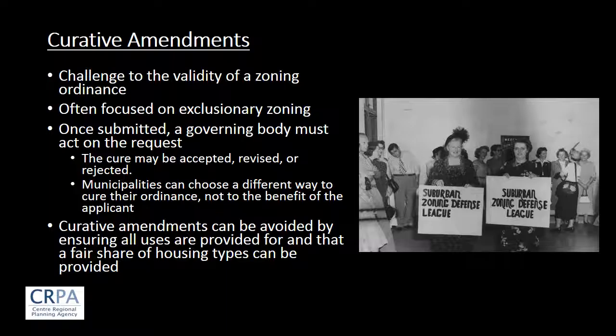What they're asking is that the municipality cure or fix the ordinance in order to make it whole, since the MPC requires all land uses to be accommodated. The municipality can accept, revise, or reject the amendment. They don't need to give the applicant exactly what they want, but they would need to fix the ordinance if it is exclusionary or possibly risk additional legal action. The key to avoiding curative amendments is to review municipal ordinances to ensure that all uses are provided for and can be developed. Even if a use is permitted, an ordinance could still be deemed exclusionary if it could not be developed due to supplemental regulations.